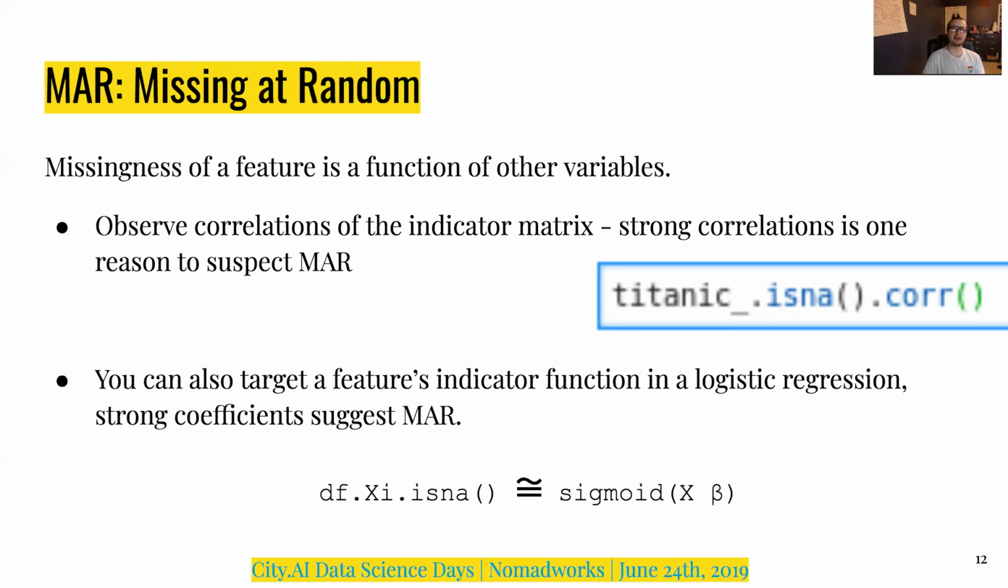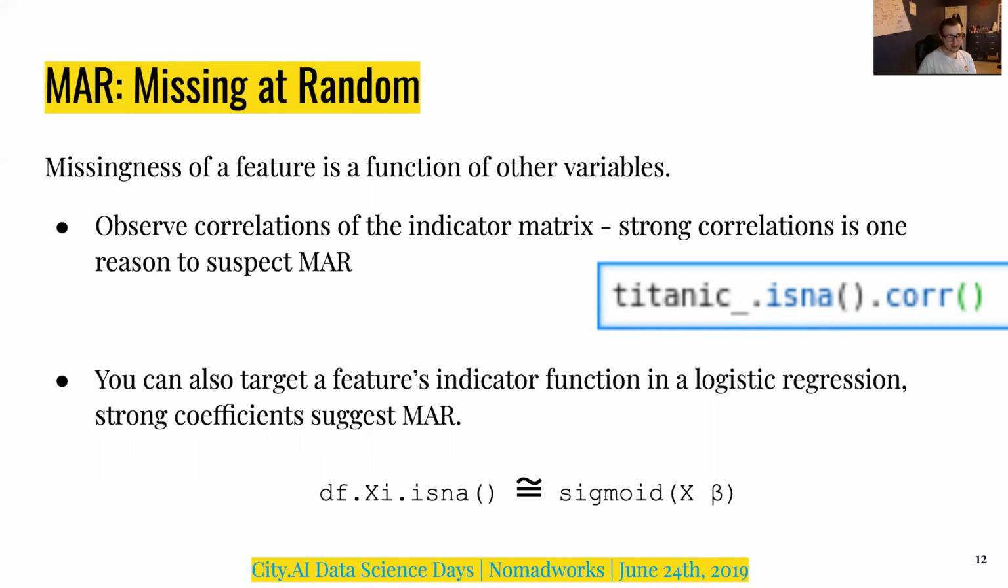So what you do is you take the correlation matrix of the indicator matrix. Okay, so it's the matrix of the Pearson correlation coefficients of the indicator matrix, the matrix that's 1 if the value is missing and 0 if the value is there. Strong correlations in this matrix, so say numbers higher than 0.75, that's going to suggest that you have some missing at random in your data set.